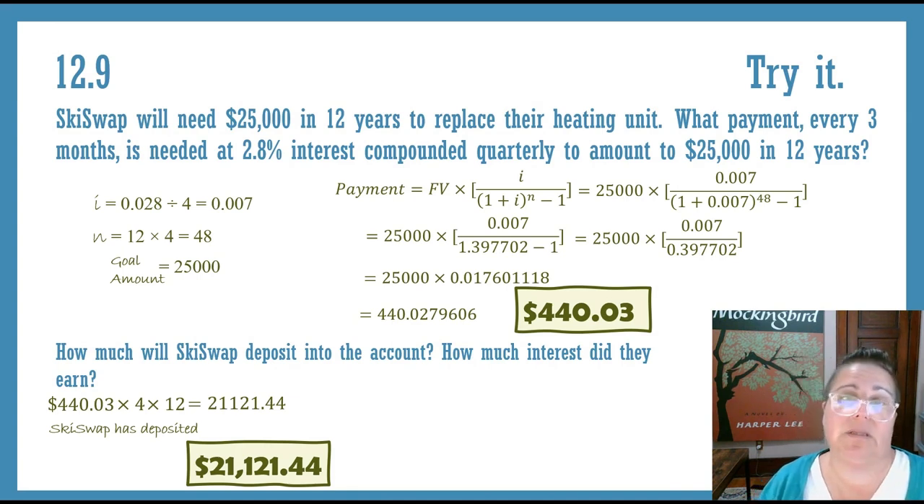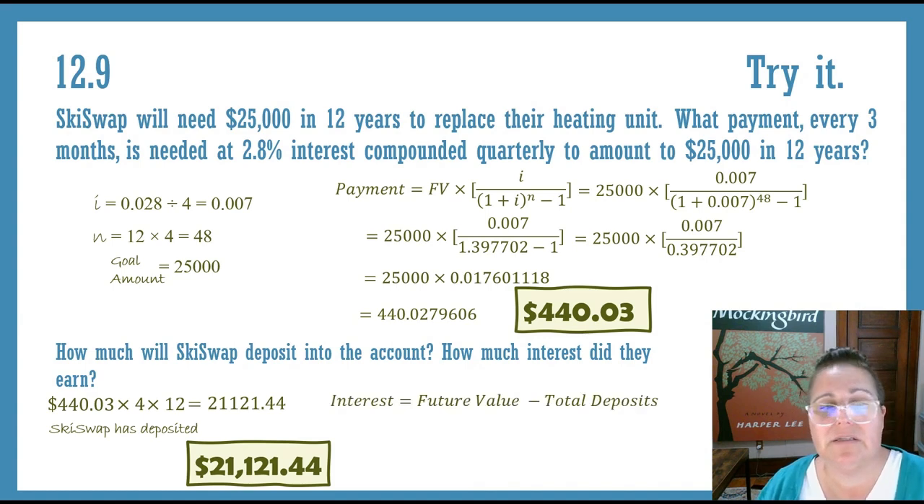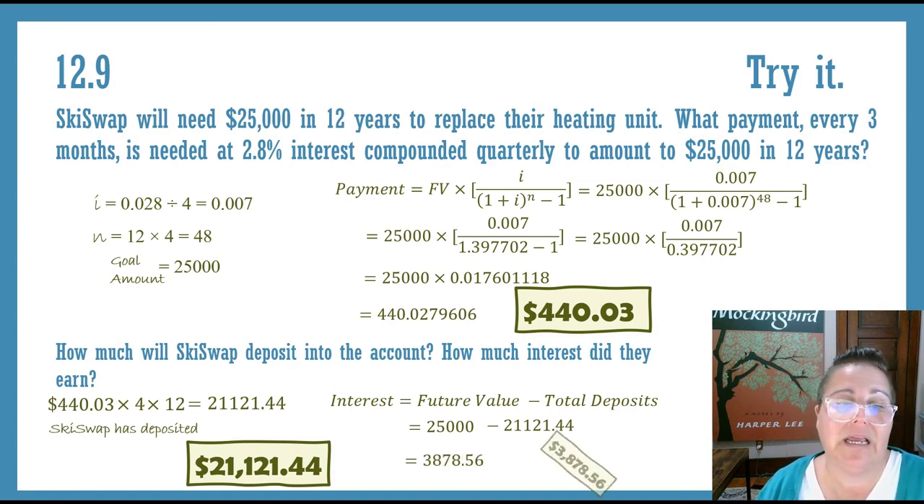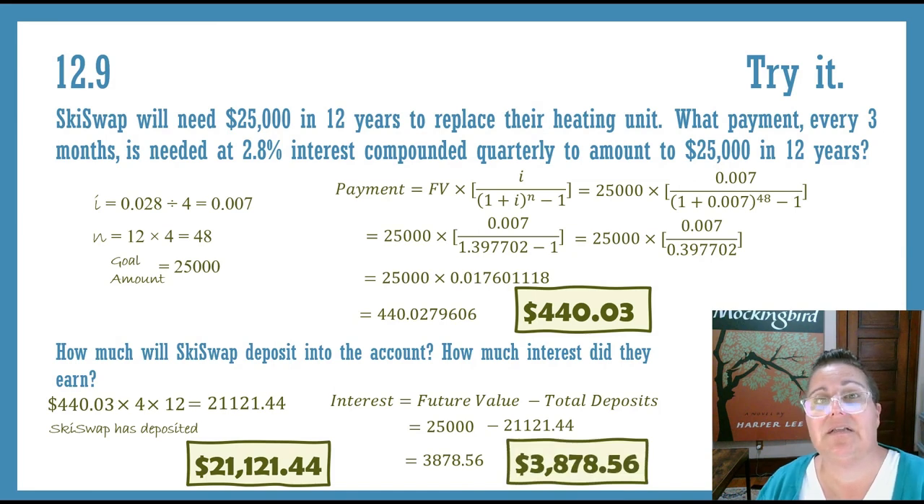The difference between the $21,121.44 and the $25,000 is their interest. The future value of this account is $25,000, and we're going to subtract out of that their total deposits of $21,121.44. That's going to give us $3,878.56. That is their interest, the difference between the future value and the total number of deposits.